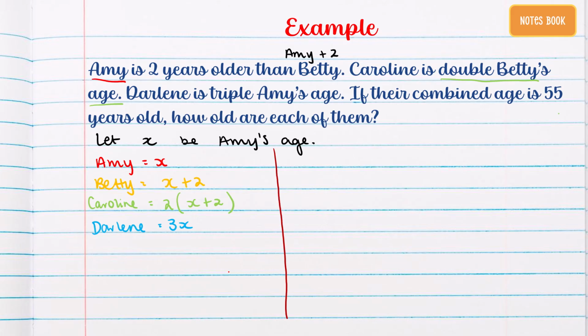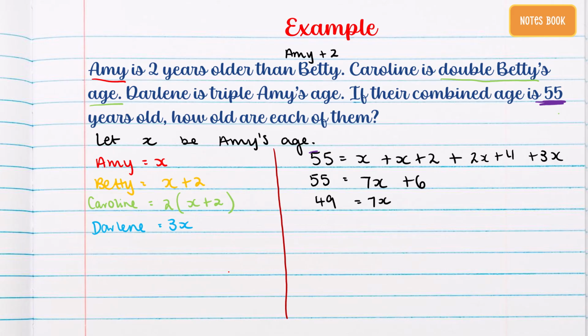Now I'm going to add each of these together, and we've got a combined age of 55. So I currently have 55 is equal to each of those added up. Right, so I've got X plus 2. If I expand those brackets, I'd have 2x plus 4 and then 3x. So I have 55 is equal to 7x plus 6. I'm going to subtract 6 from each side, giving me 49 is equal to 7x, and x is equal to 7.